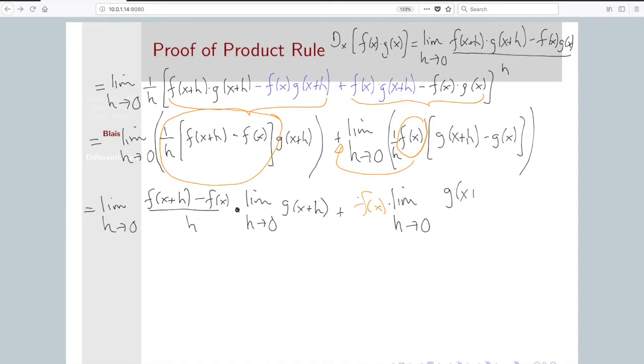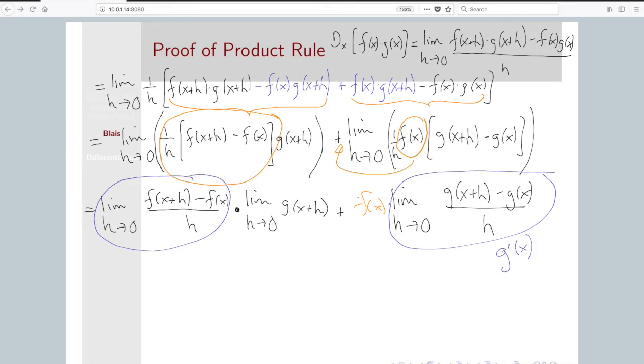And if you now note these limits, this limit here is the definition of g prime of x, and this limit here is the definition of f prime of x. And because g of x is differentiable, therefore it's continuous, we actually can bring this limit inside, and this becomes g of x.